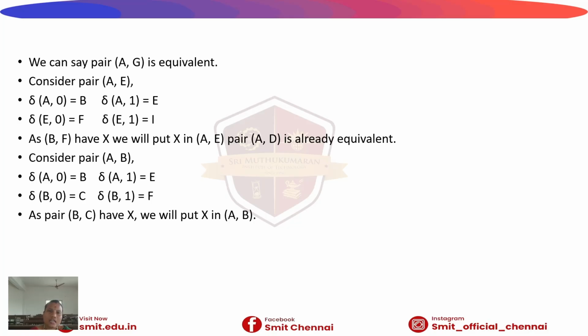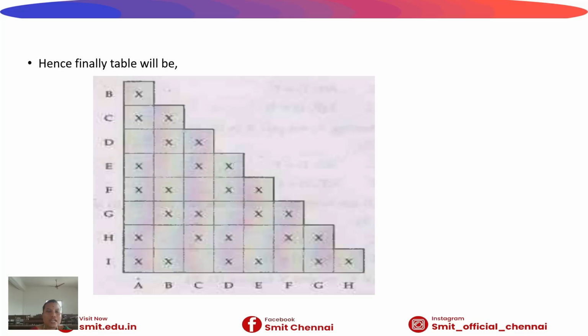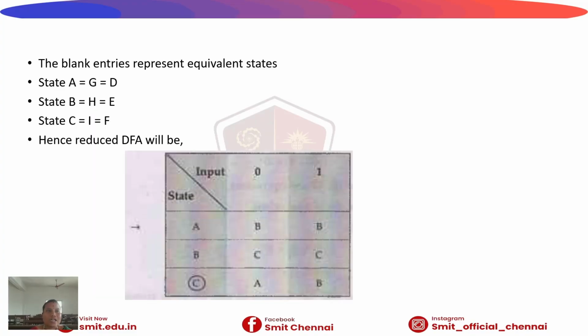So pair AD is already equivalent. Consider pair AB. AB on 0 and 1 goes to BC and EF, and BC has an X, so we will put an X in AB also. Hence finally the table will be as given, with marks available by the table filling method. So the blank entries present equivalent states: states A equal to G equal to D, state B equal to H equal to E, state C equal to I equal to F.